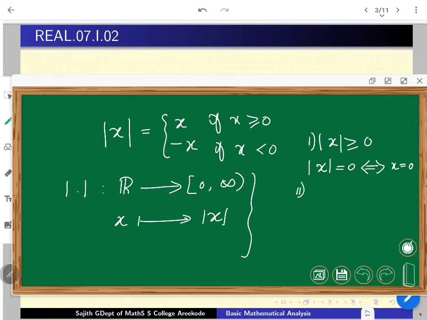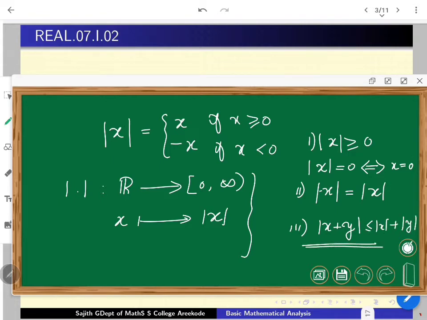Secondly, some kind of symmetry is happening. If you look at the additive inverse of any real number, the modulus is the same as that of the real number. X and minus x are situated equidistant from the origin. Now, finally, we have introduced the most important one, which is called the triangle inequality, which says modulus of x plus y is less than or equal to mod x plus mod y. This is also very fundamental. Geometrically, it is known as the triangle inequality.